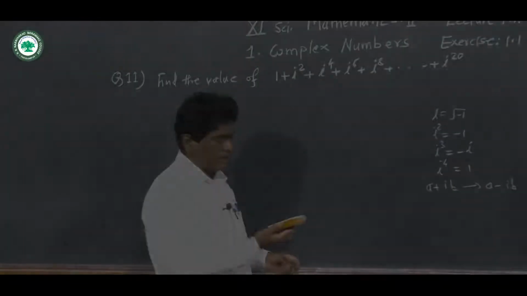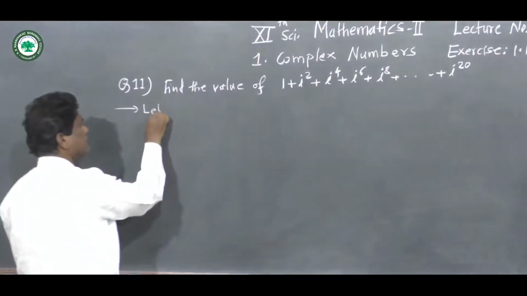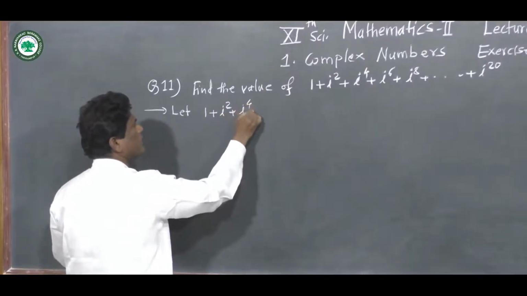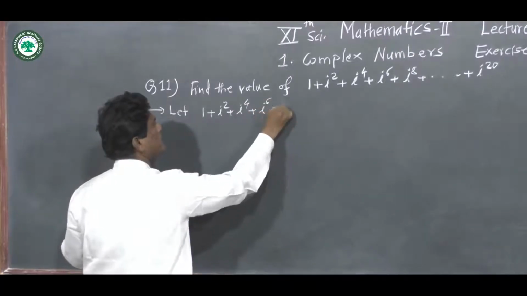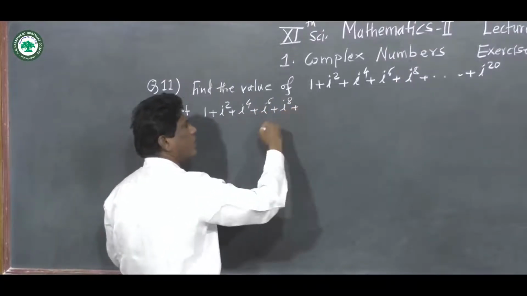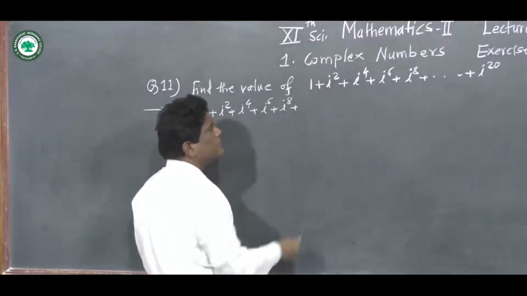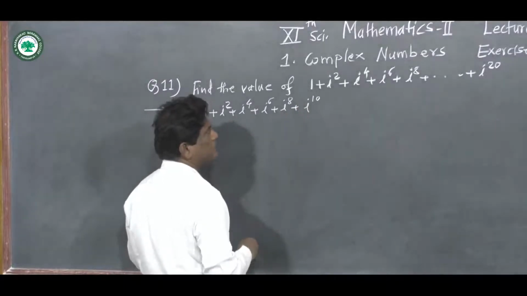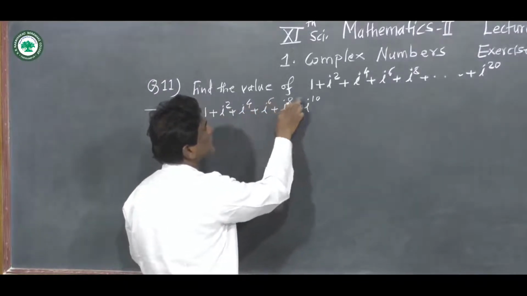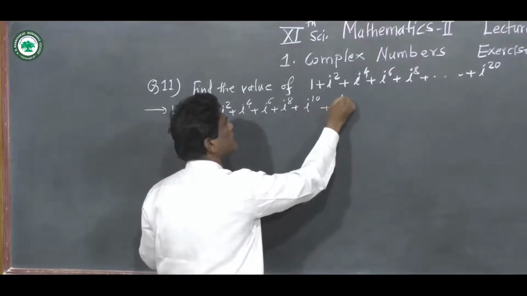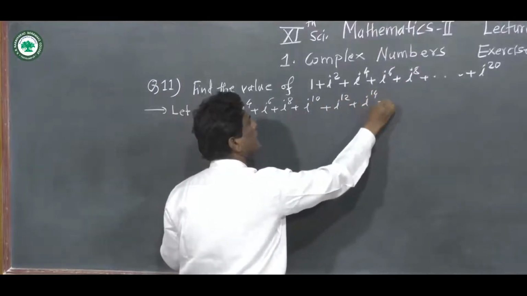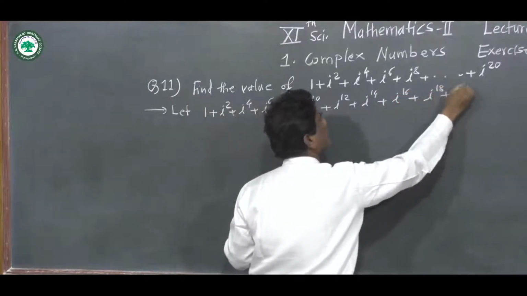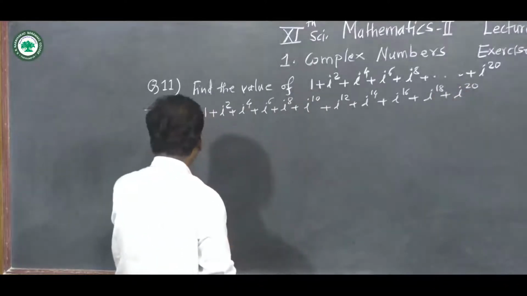Solution: let us consider 1 plus i squared plus i to the power 4 plus i to the power 6 plus i to the power 8, and write all the terms up to i to the power 20. So here we write i to the power 10. The difference of powers is 2, so 2, 4, 6, 8, 10. Then plus i to the power 12, then i to the power 14, i to the power 16, i to the power 18, and i to the power 20. We have to find the value of this.